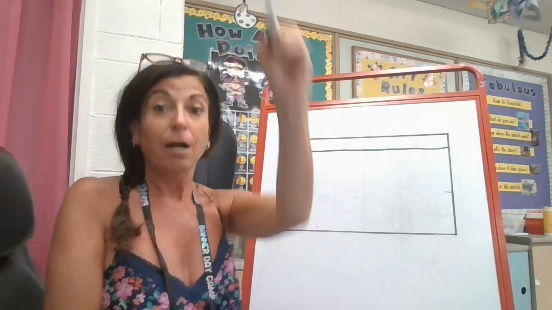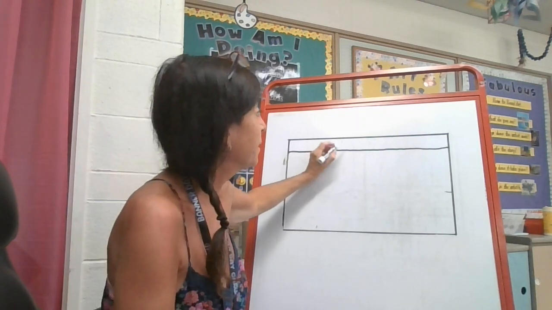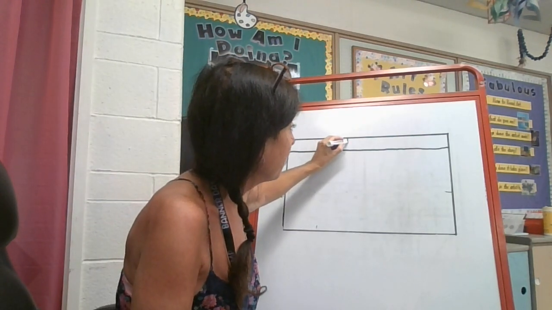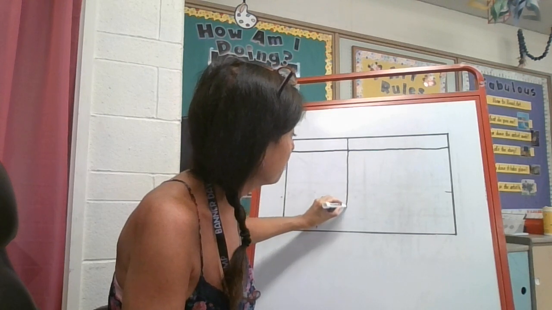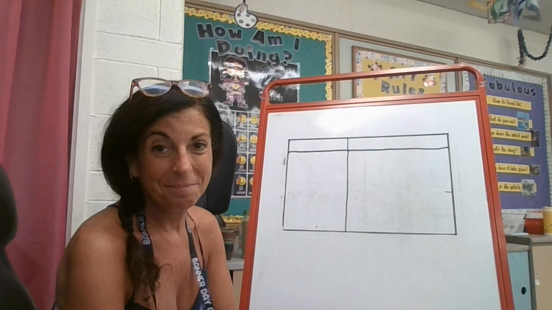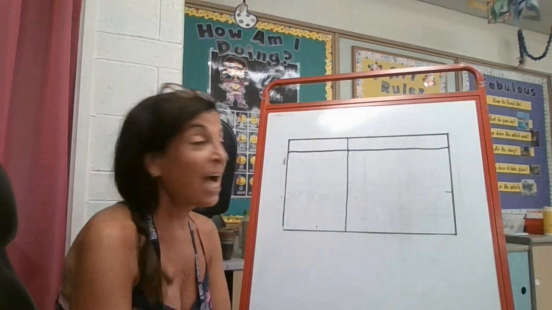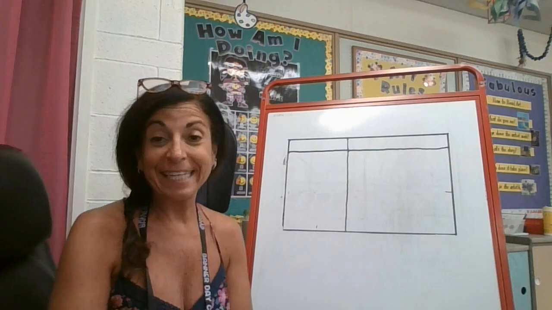The next thing we're going to do is a vertical line. Vertical lines go up and down, up and down. So somewhere on your page, anywhere you'd like, draw a vertical line from the top to the bottom. Good job.